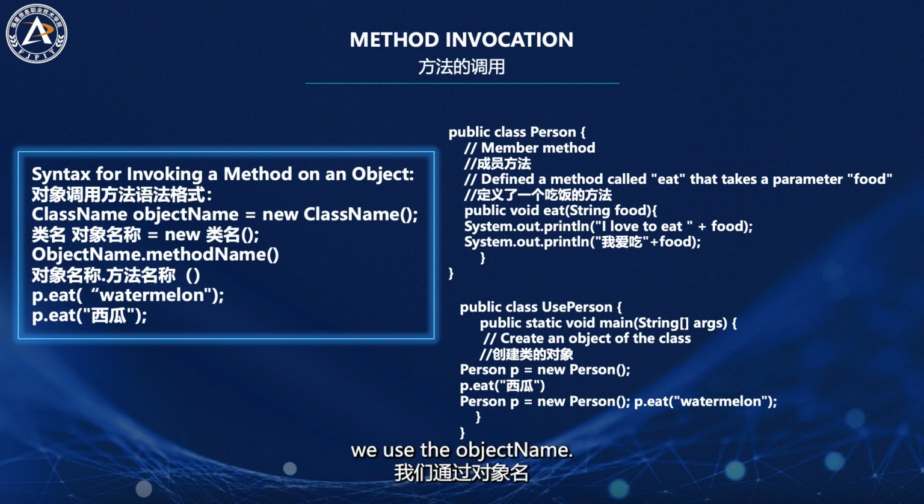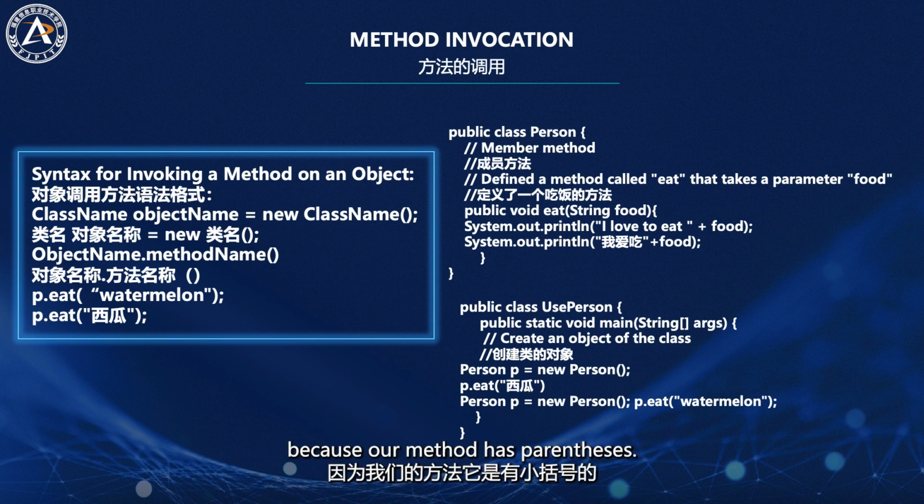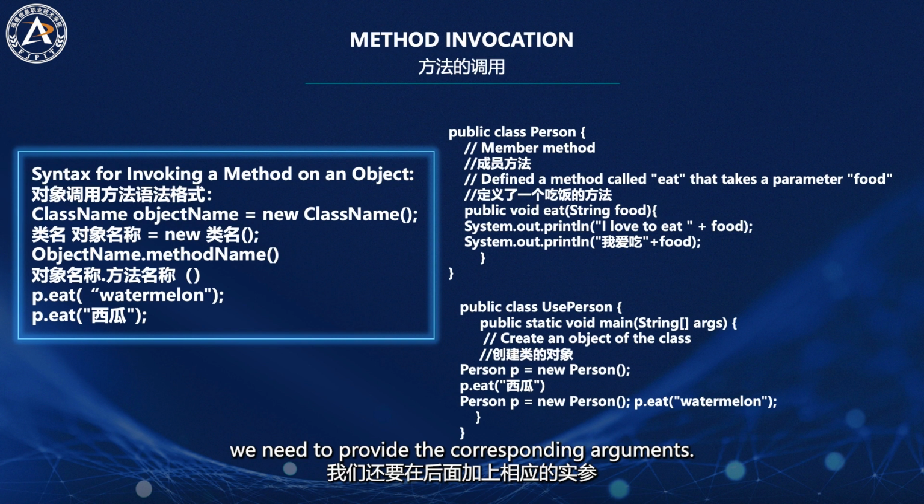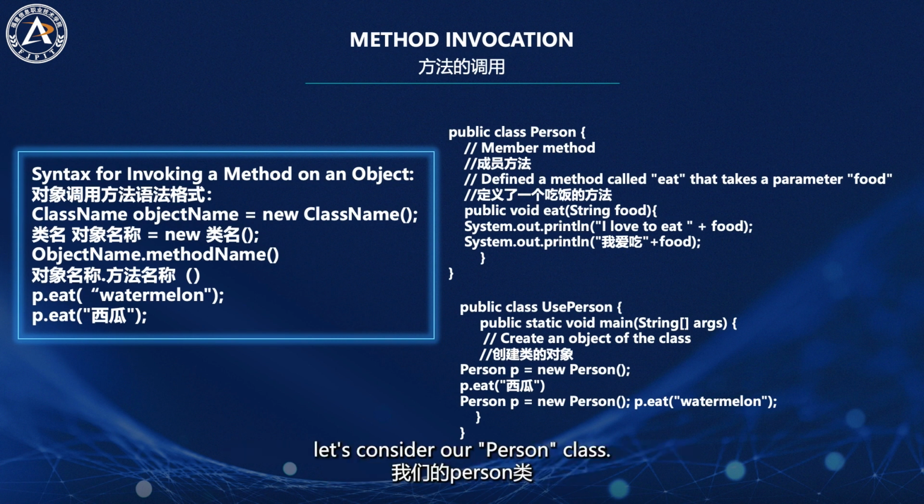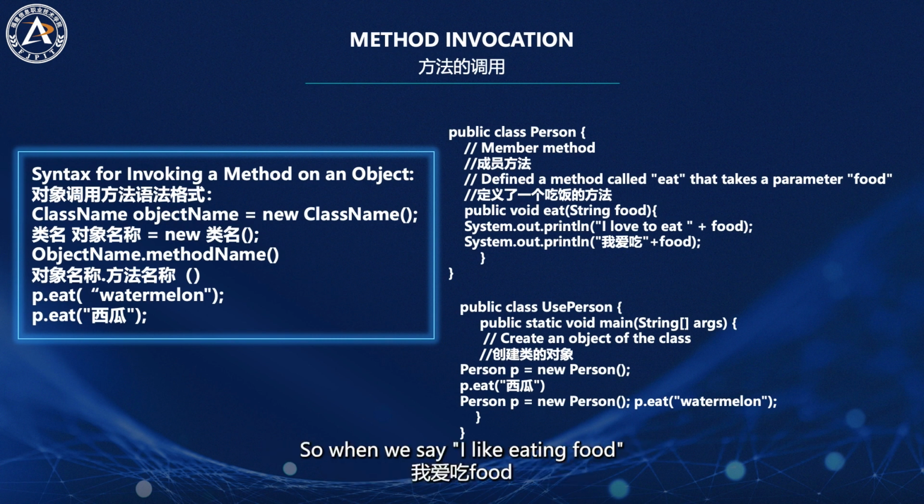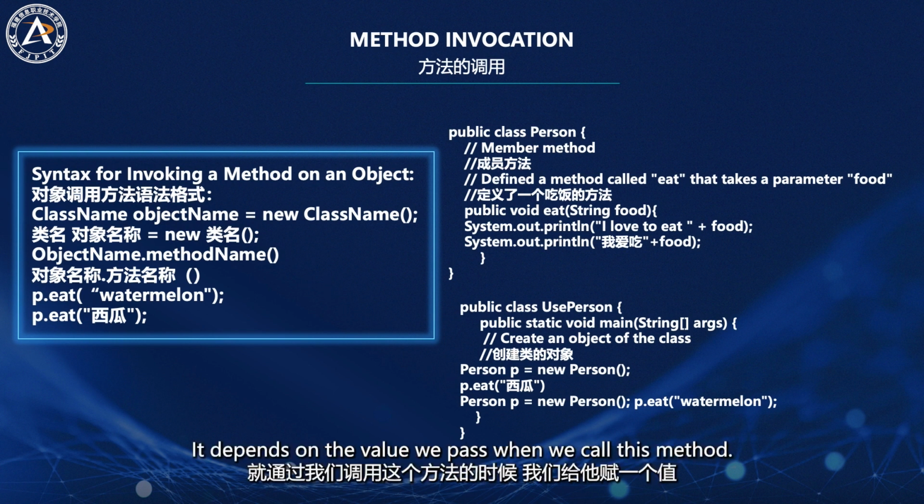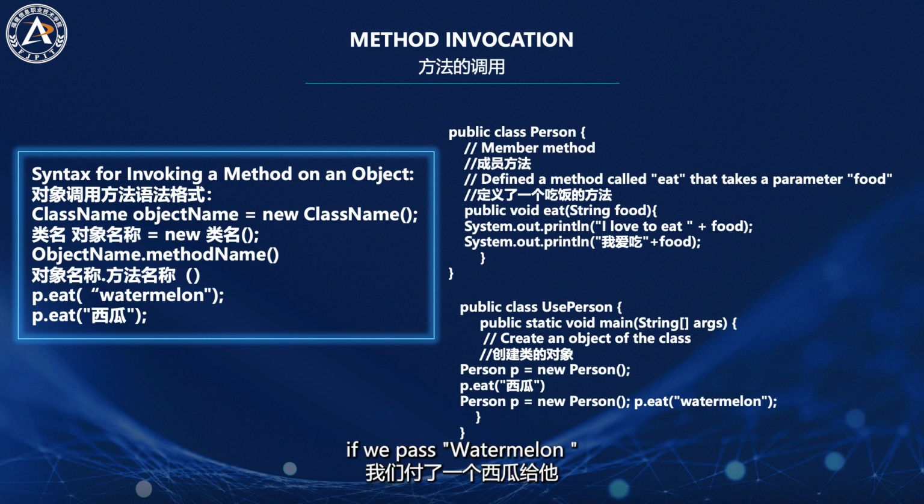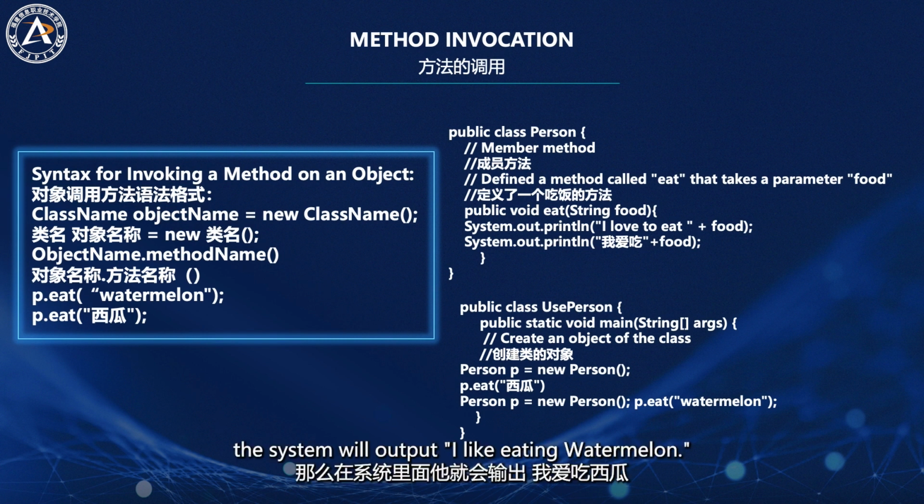Then, we use the object name, method name, followed by parentheses. Because our method has parentheses, if the method has parameters, we need to provide the corresponding arguments. For instance, let's consider our Person class. How do we call the method? We use the object name followed by a dot, and then the method name. After that, we pass an actual parameter argument. In the method definition, there is a formal parameter named food. So, when we say, I like eating food, what is the food exactly? It depends on the value we pass when we call this method. For example, if we pass watermelon, the system will output, I like eating watermelon.